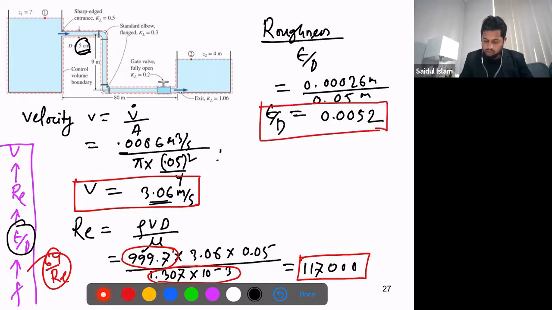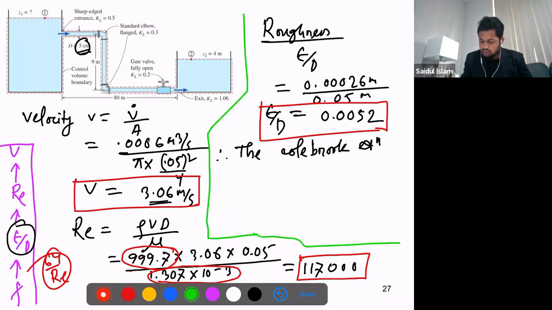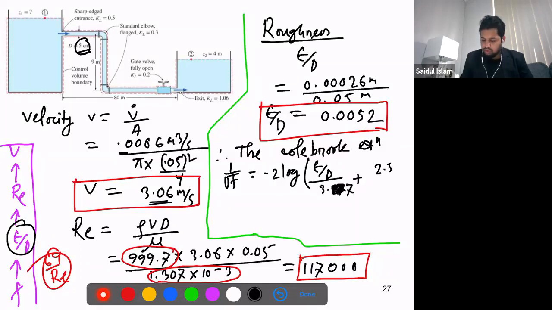Now you just use the Colebrook equation. How to solve the Colebrook equation? I uploaded a spreadsheet. You just need to put the values over there and then it will simply give you the friction factor value, okay? So it is 1 over square root of F equals minus 2 log of epsilon over D over 3.7, plus 2.51 over the Reynolds number times the square root of F. This is the formula.